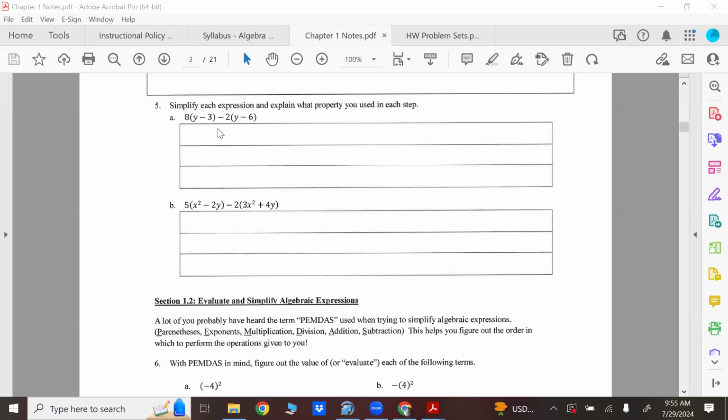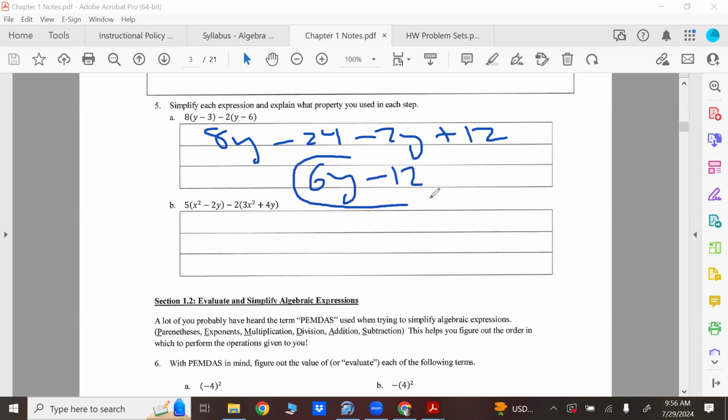So anyway, simplify each expression, explain what property is used. I don't care about the explain part. Just do it. You guys see what I just did? Put the 8 inside the first group, then -2 inside the second group. Combine like terms. And there you go: 6y minus 12.